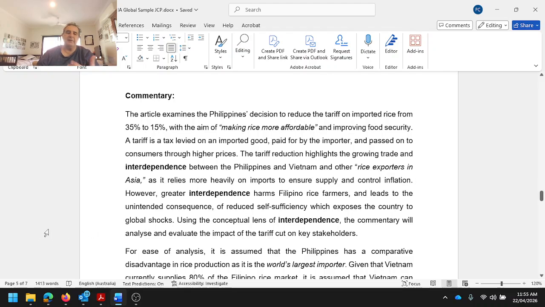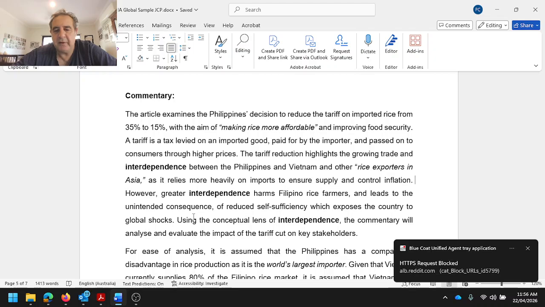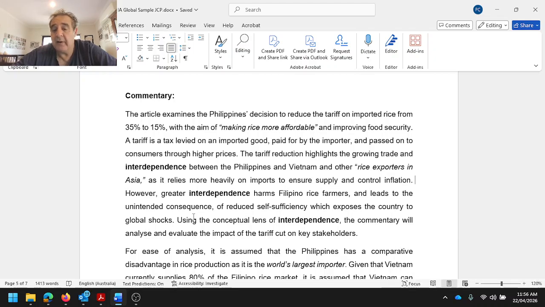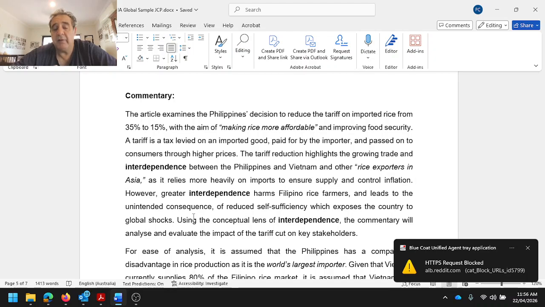Okay, so you can see that the student is already signposting to the examiner. He's going to do a little bit of evaluation. However, greater interdependence harms Filipino rice farmers, leads to unintended consequences of reduced self-sufficiency, which exposes the country to global shock. So he's really summarising already in the introduction what he is going to talk about, and then makes it clear that the conceptual lens is interdependence, which will be used to analyse and evaluate the tariff cut and its effect on key stakeholders.